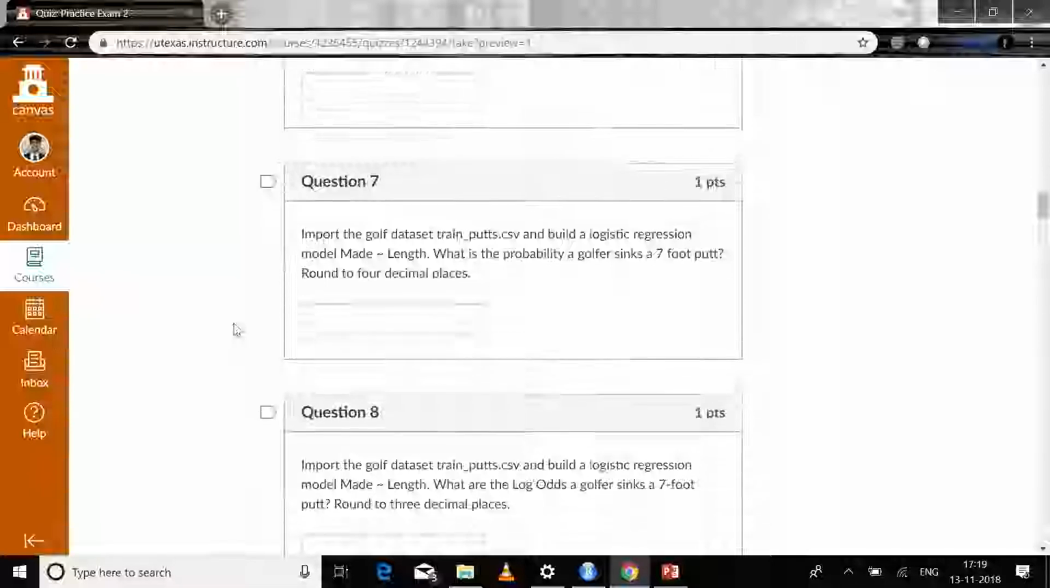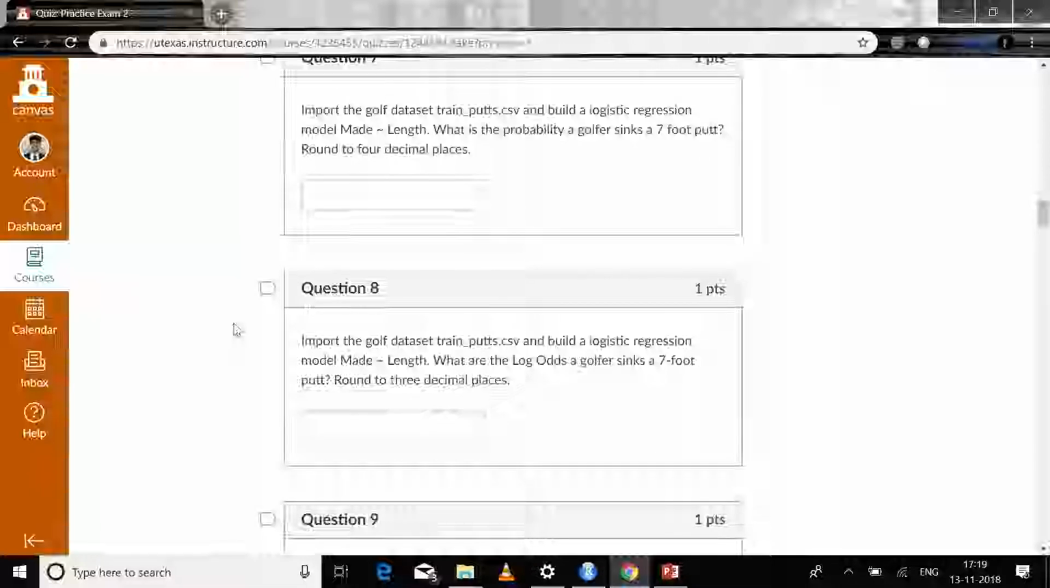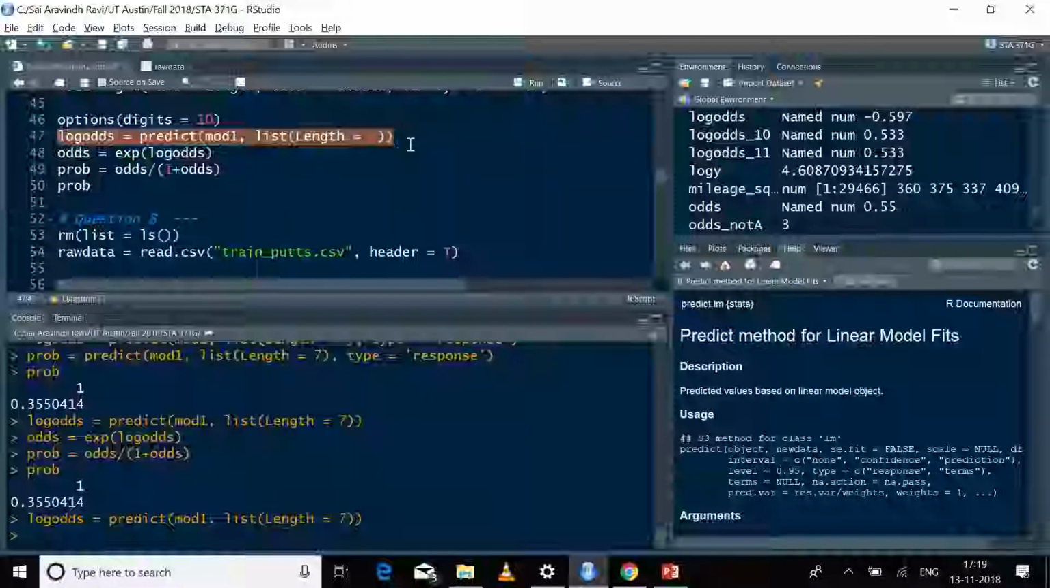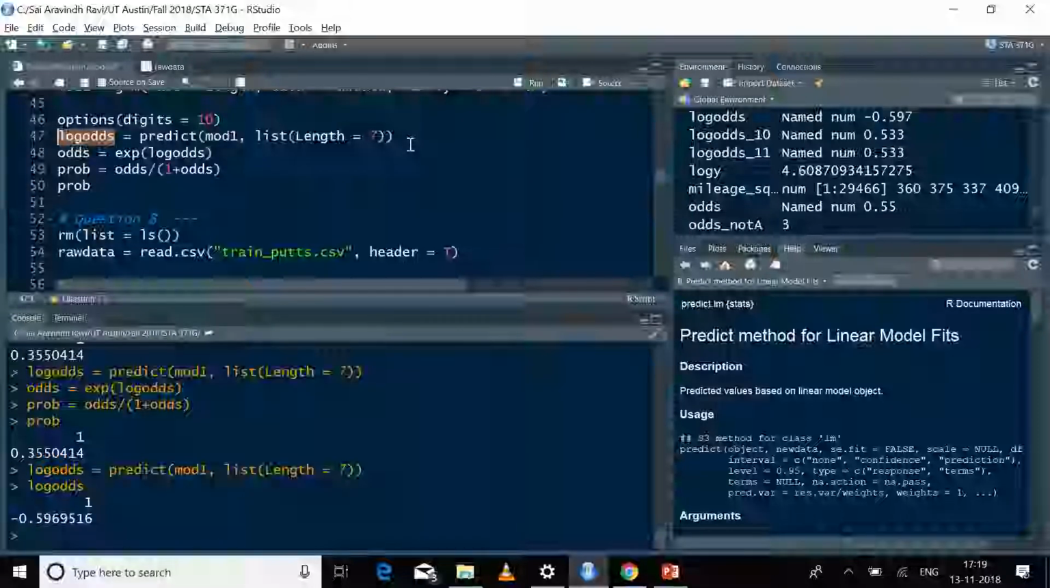Okay, so the next question is exactly that. He asks you for the log odds that a golfer sinks a 7 foot putt, for which you need to ignore type equals response and print log odds instead. That'd be it.